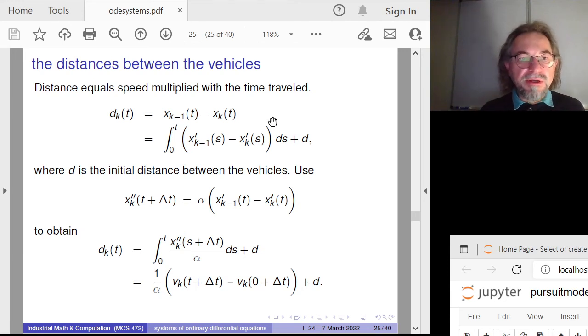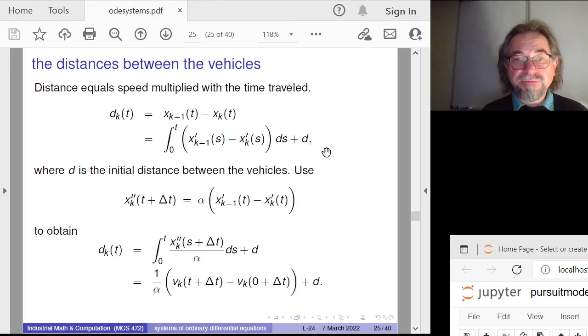So the distance equals speed multiplied by time is expressed here. So we have the distance in time, the ds, multiplied by the differences in the speeds. And then we have the initial constant. When we do the integration, there's a constant coming in, and that's the initial distance between the vehicles.